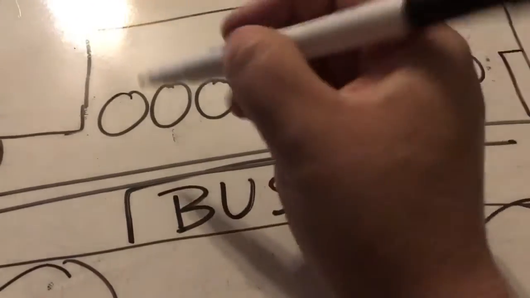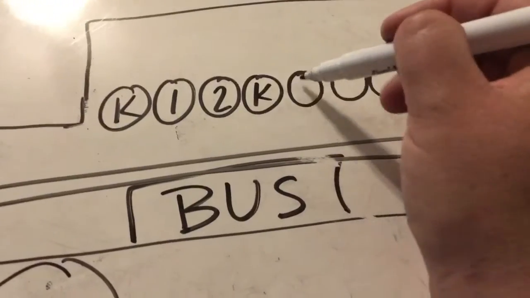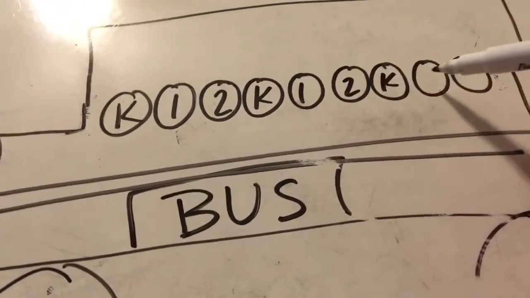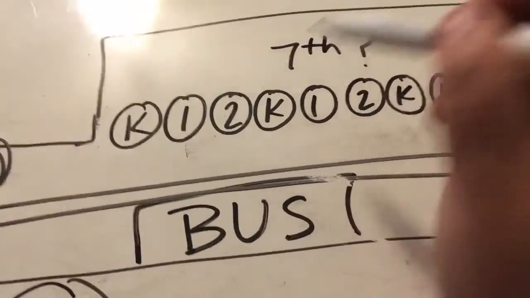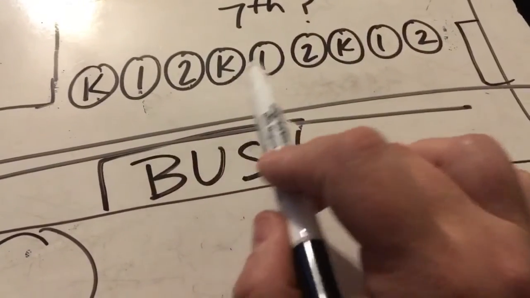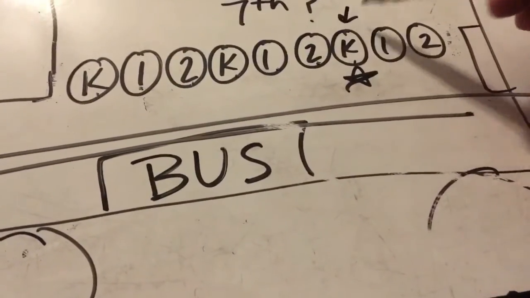All right, we have our bus again. And this time they're alternating kindergartner, first, second grader, kindergartner, first, second grader, and we need to figure out who the 7th person is. So we're going to count 7 over, and that happens to be the K for kindergartner.